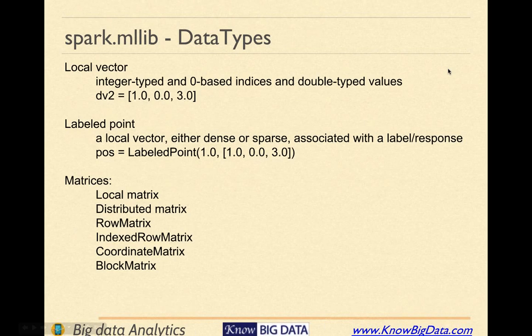Labeled point means there is a label and there is a vector. So giving a name to the vector is what is called a labeled point. Okay, and why is it important? This is important because if you think about any prediction or any modeling, generally there is a label for it.